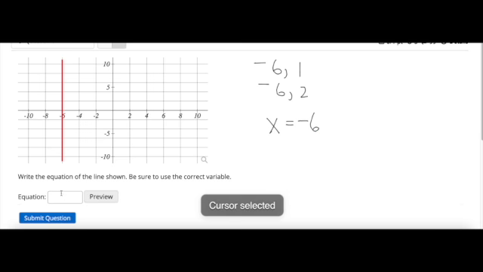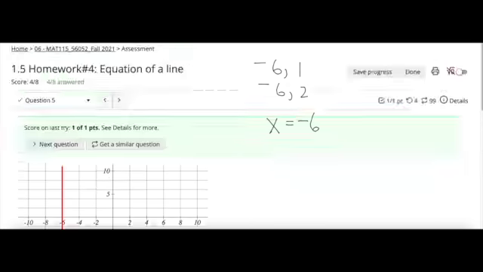So when it's perfectly vertical, there is no y component, just the x equals negative 6. And we got that right. I'm going to show you the green screen to prove that.